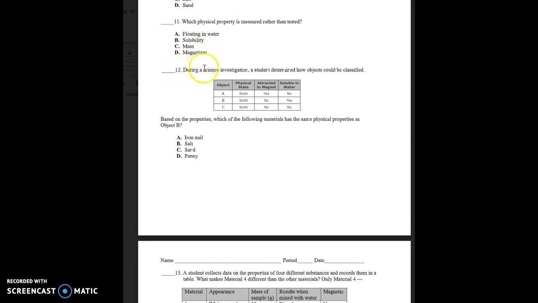Number 12. During a science investigation, a student determined how objects could be classified. Object A, B, C. Physical state: solid, solid, solid. Attracted to magnet: yes, no, no. Soluble in water: no, yes, no. Based on the properties, which of the following materials has the same physical properties as object B? A. Iron nail. B. Salt. C. Sand. D. Penny.